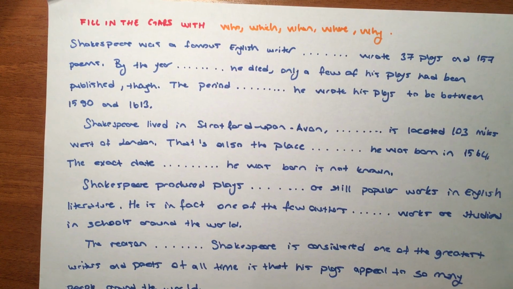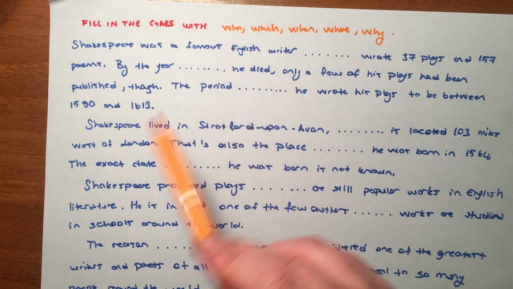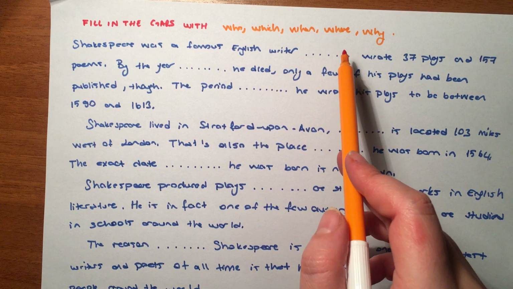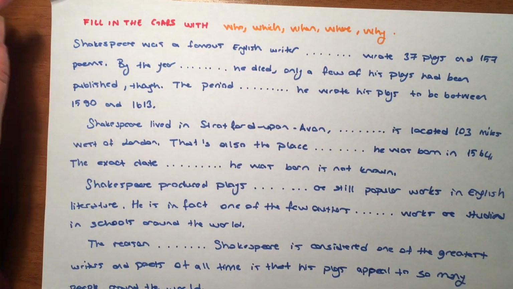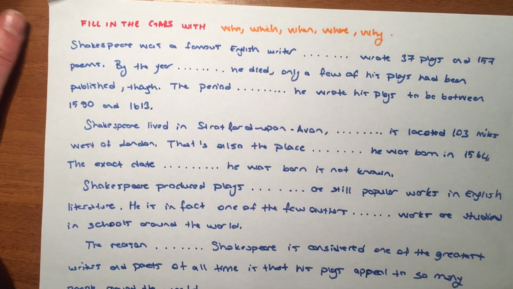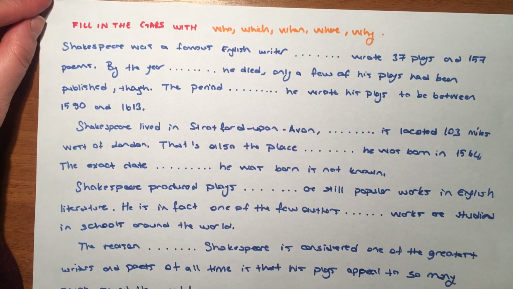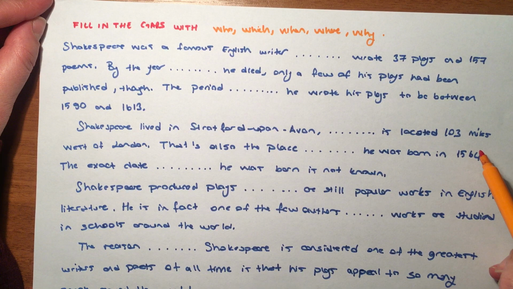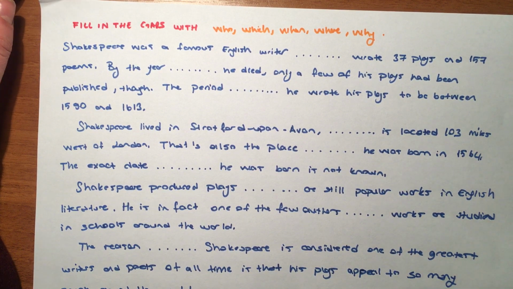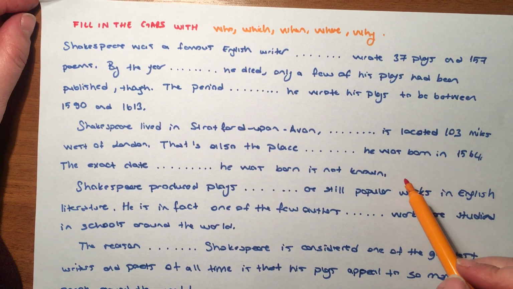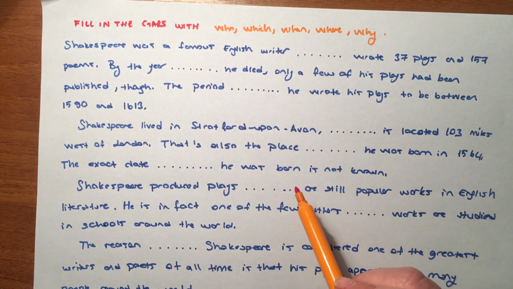Örneklerle devam edelim. Okay, we will fill in the gaps with who, which, when, where or why. Okay, let's see. Shakespeare, we will talk about Shakespeare. Bunun sayesinde Shakespeare hakkında da bir şeyler öğrenelim arkadaşlar. Who is Shakespeare? And by the way, we will talk about relative clause and Shakespeare at the same time.